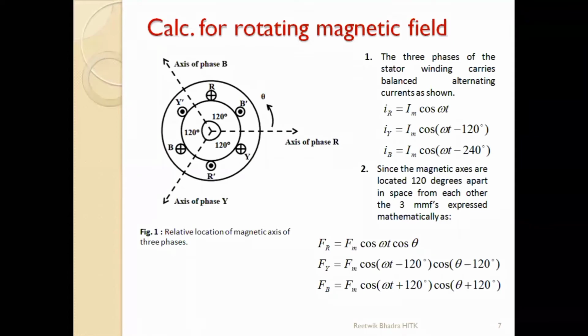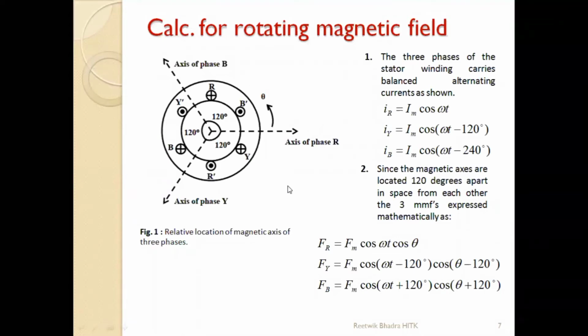So what we'll do is the calculation for that. I have taken over here your 3 axes R, Y, B. You can take A, B, C also, no problem. So this is R, this is your Y, this is your B. You can take this as A, this as B, this as C. Then accordingly, the rotor conductors are also drawn. These are all separated by 120 degrees.